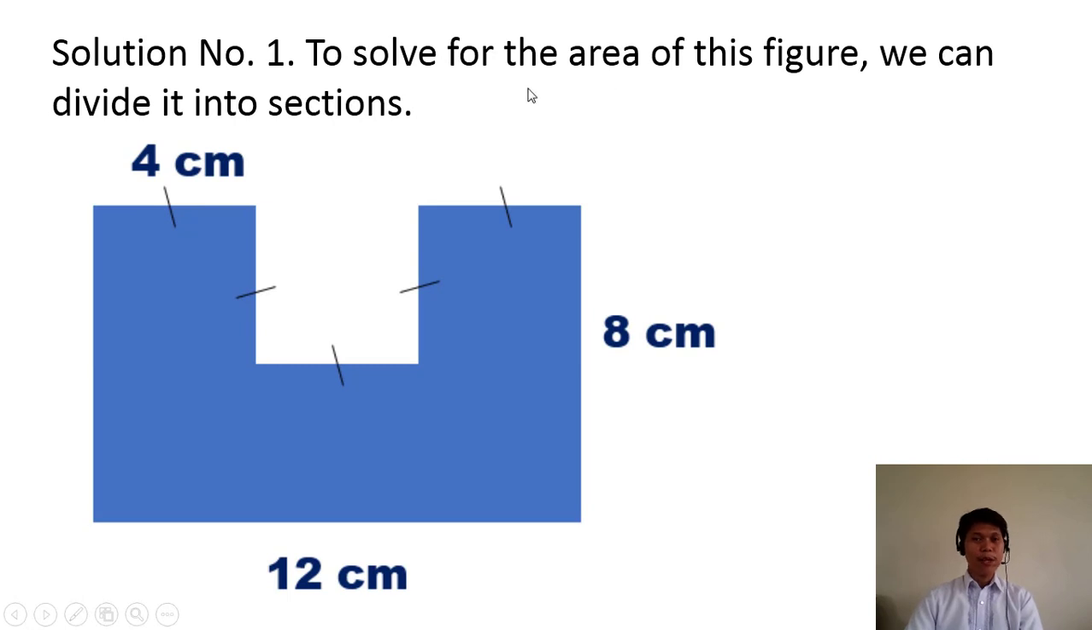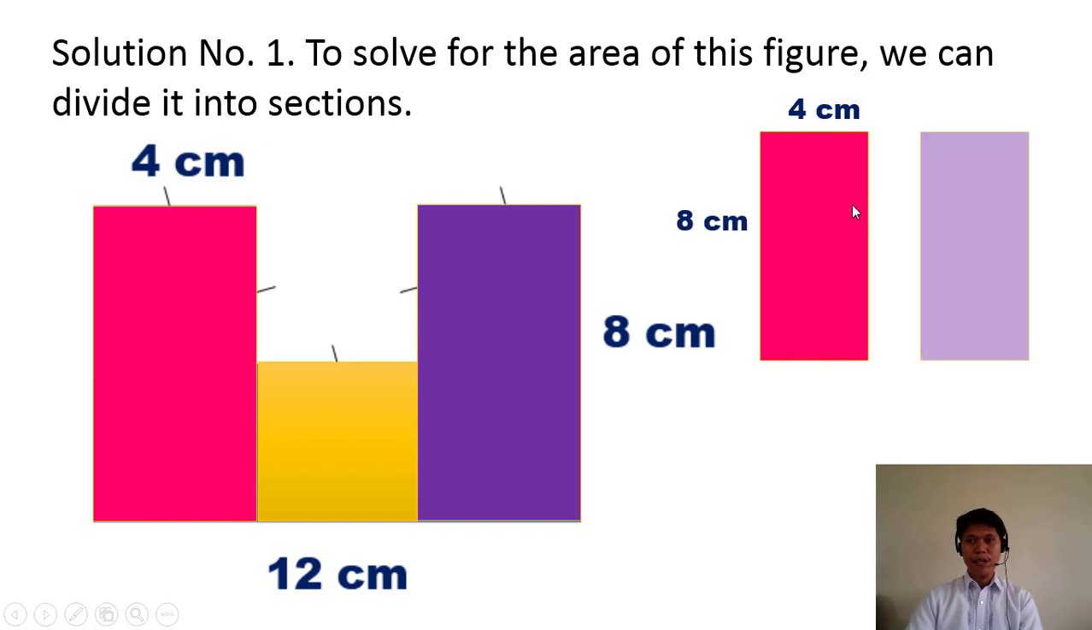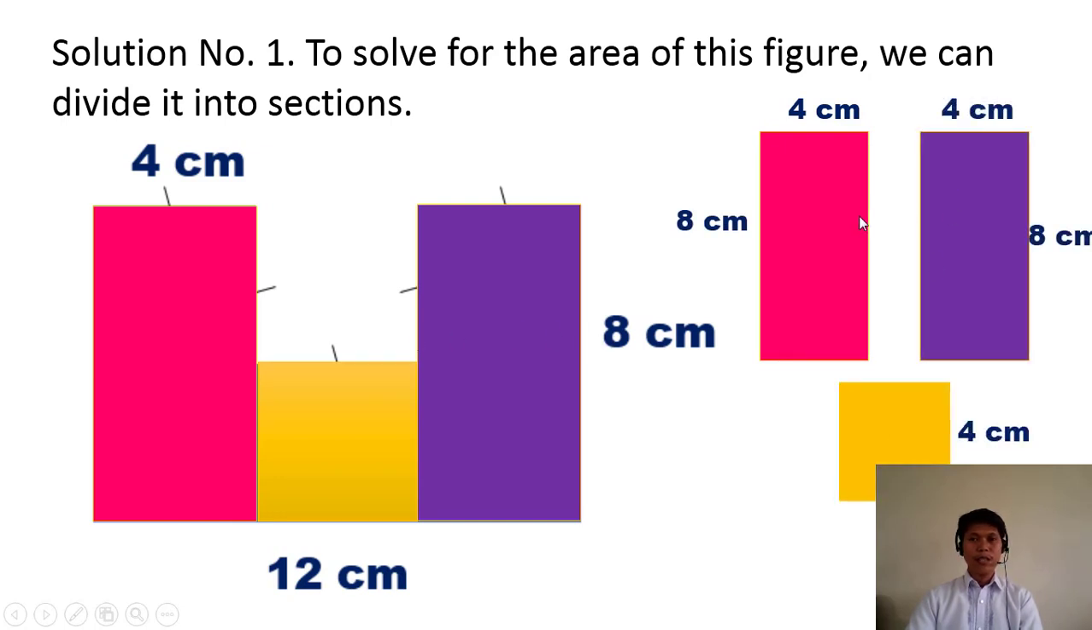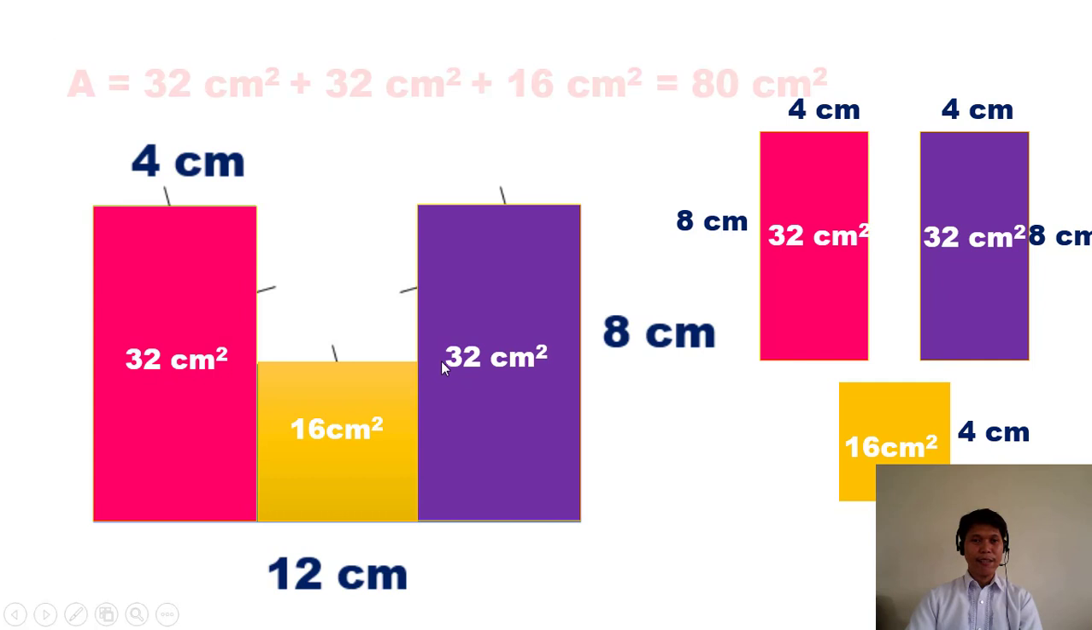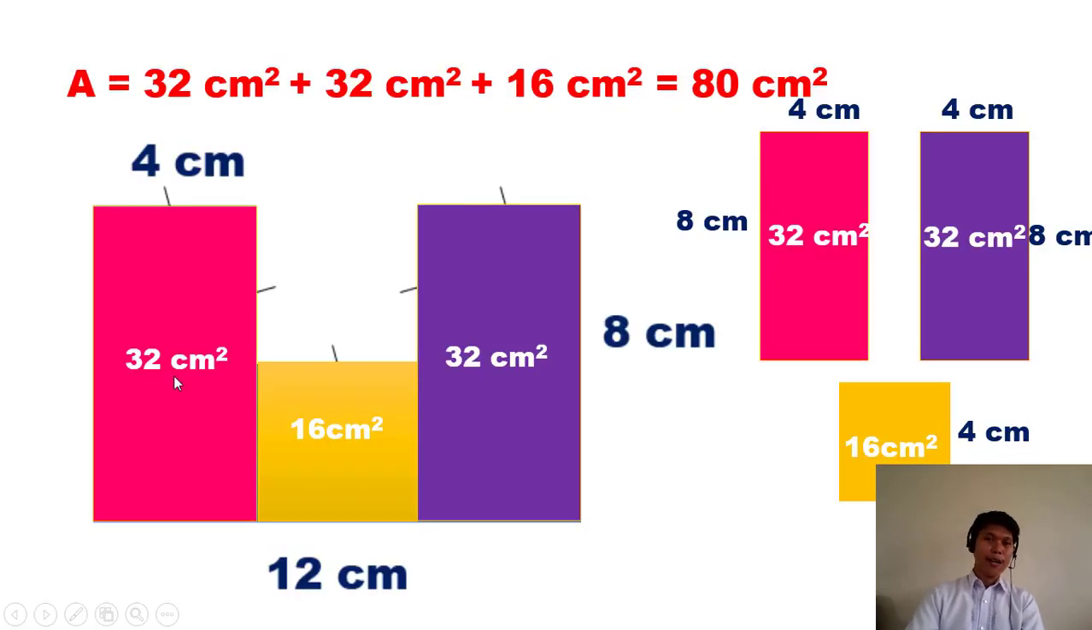So to solve for this, we have two solutions. The first solution is to divide this into sections. We have these 3 sections. So this is an 8 by 4, an 8 by 4, and a 4 by 4 square. So this is 32. 8 times 4 is 32. This is 32, and this is 16. So if we add, we have 64 plus 16, we have 80 square centimeters. So the area of this is 80.